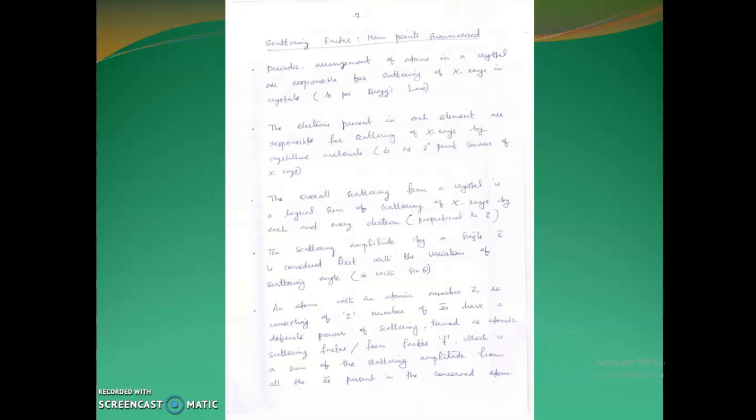So let us summarize everything that we have discussed up to now in a few bullet points. Regarding scattering factors, the main points are summarized as you see here. The periodic arrangement of atoms in a crystal is responsible for scattering of X-rays in crystals, as per Bragg's law. The electrons present in each element are responsible for scattering of X-rays by crystalline materials, and electrons act as secondary point sources of X-rays.